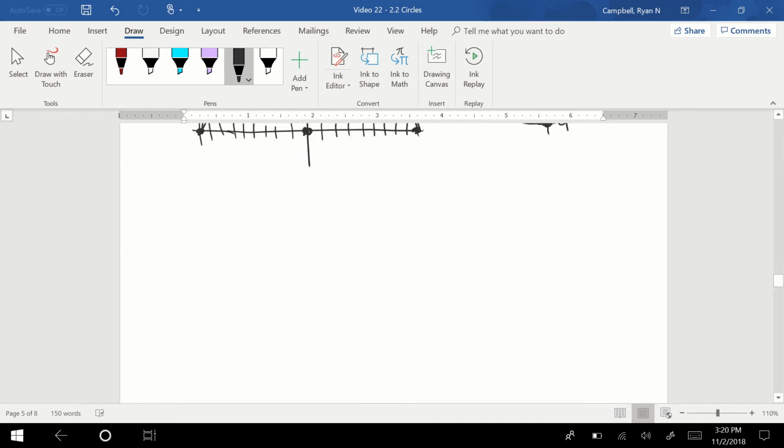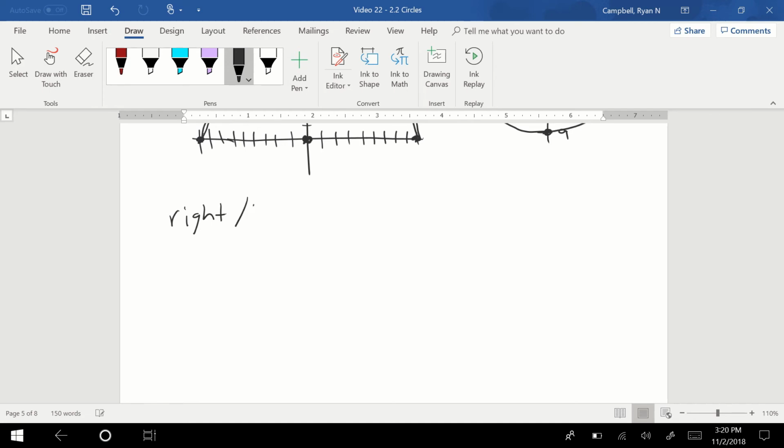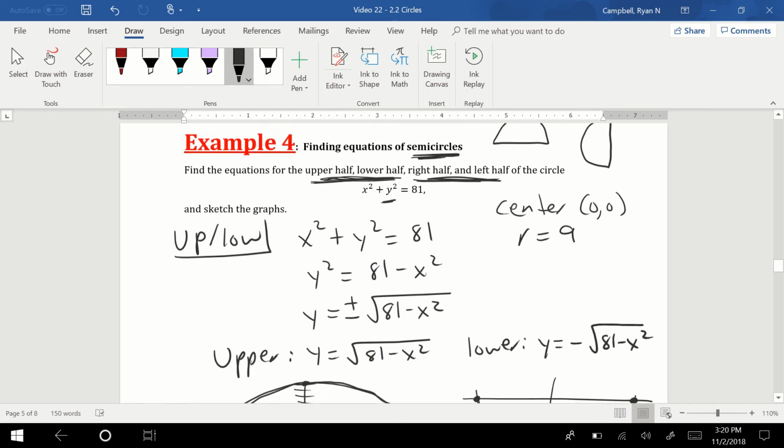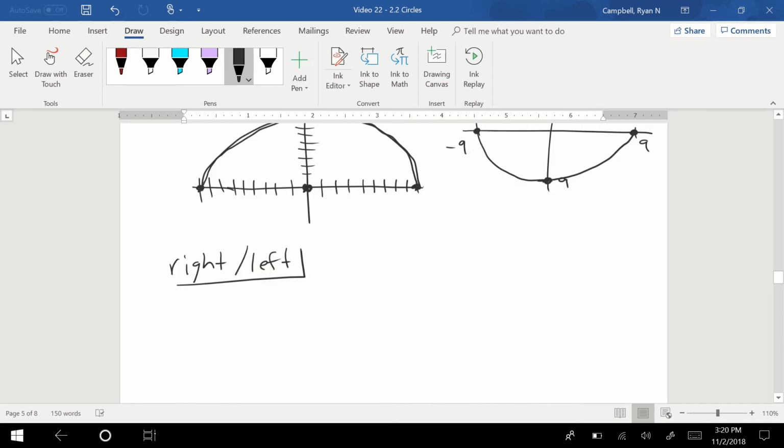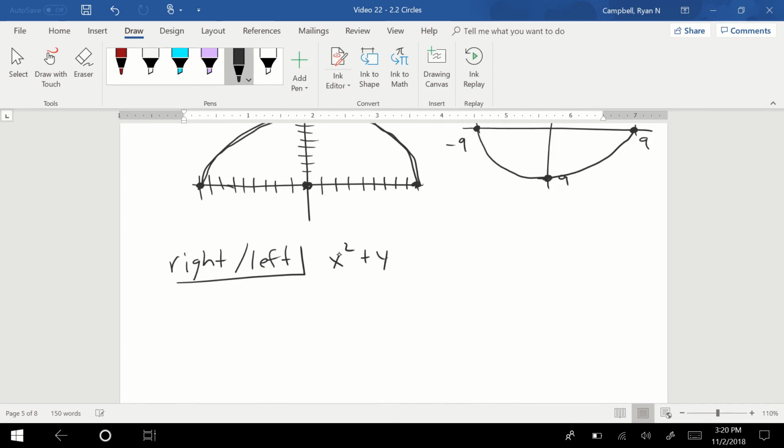If we want the right and left one, so if you want the right semicircle and the left semicircle, this time we're going to need to solve for x. So we got x squared plus y squared equals 81. Let's solve for x. X squared equals 81 minus y squared. So then x equals plus or minus the square root of 81 minus y squared.